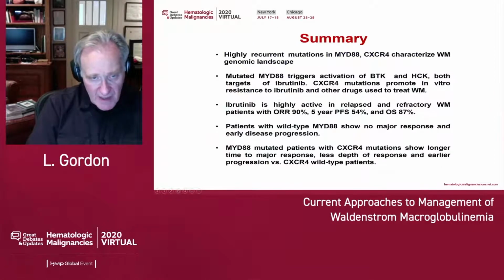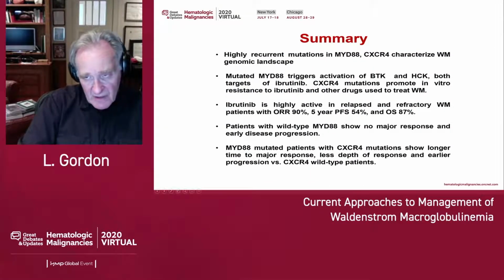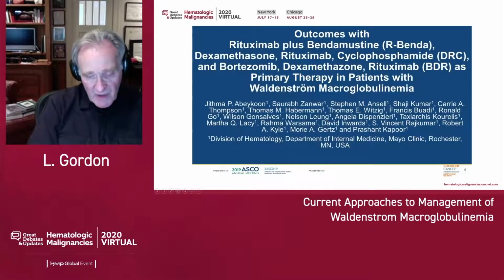Interesting data, and makes this an active agent, and certainly an approved agent now for the treatment of Waldenstroms. Ibrutinib is highly active in relapsed and refractory Waldenstroms, not as upfront treatment yet. Wild type show no major response in early disease progression, and MYD88 mutated patients with CXCR4 mutations show longer time to major response, less depth of response, and earlier progression versus CXCR4 wild type patients.